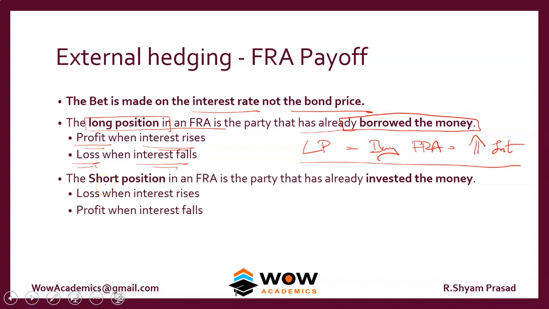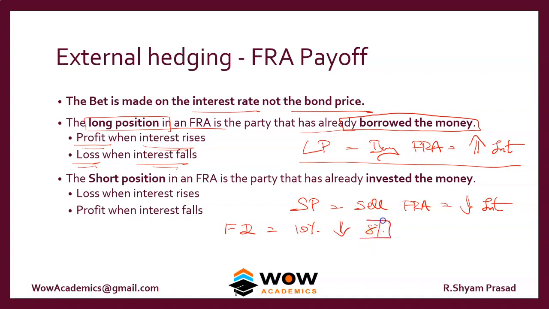What is the short position? In the short position, you sell the FRA, that is in effect you bet that the interest will go down. Okay, how do you do that? For example, you have deposited in a FD. So the FD interest rate is 10%. You feel the interest will fall and it will come to something like 8%. You want to save this. Okay, you want to save the fall, the 2% fall.